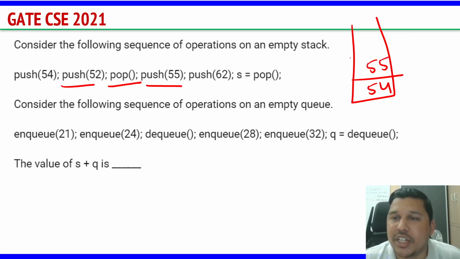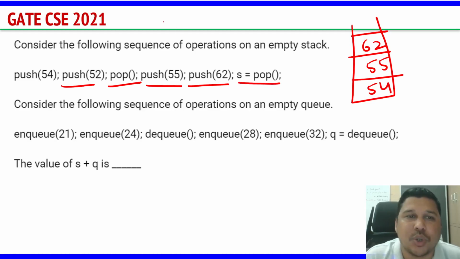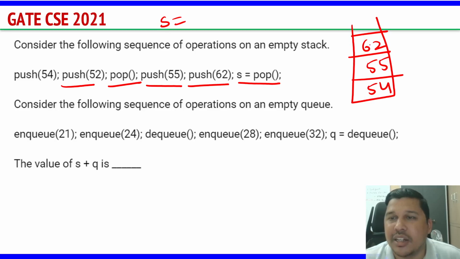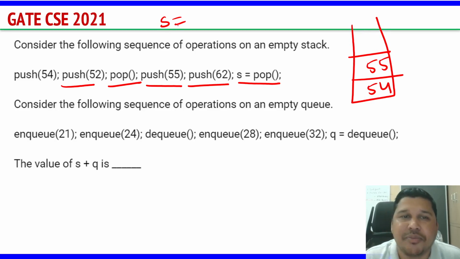Then we have push 55. So 55 is pushed. Then we have push 62. So 62 is pushed. After that, we have S equal to pop. If you pop, what will you get? You will get 62 as the element. This is deleted and S becomes 62.